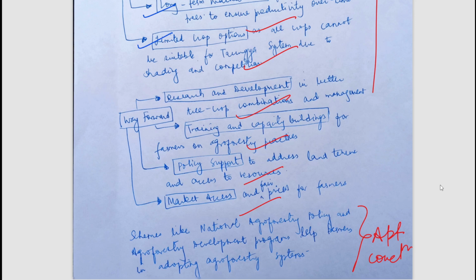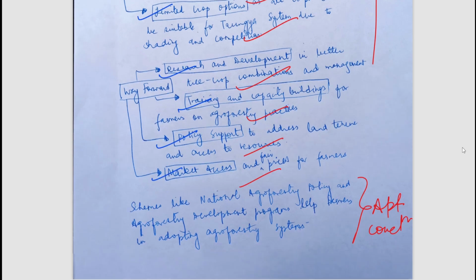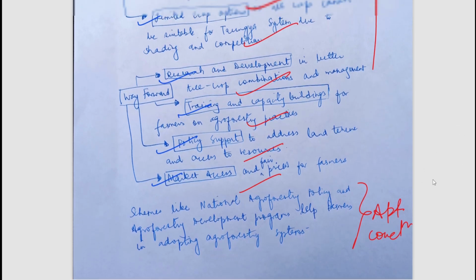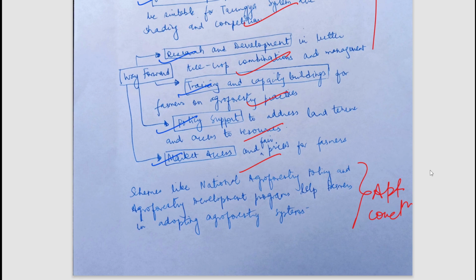And the way forward has also been mentioned by the student, that is, research and development should be done, training and capacity building of farmers through extension services can be done, policy support can be provided, market access can be provided. So these are some of the fair points and a very well written answer. All the aspects have been well covered, and in conclusion the student has mentioned the National Agroforestry Policy, so it is fair enough.